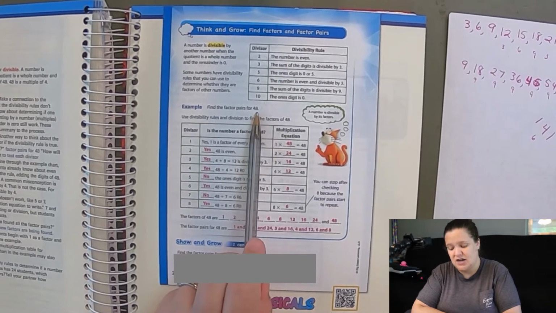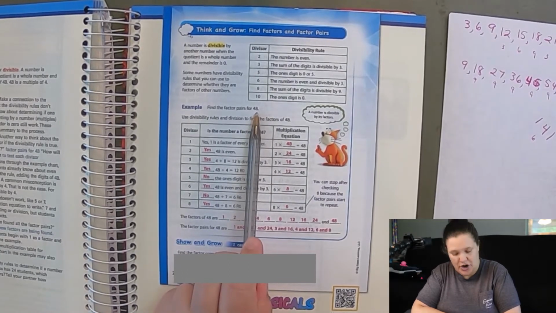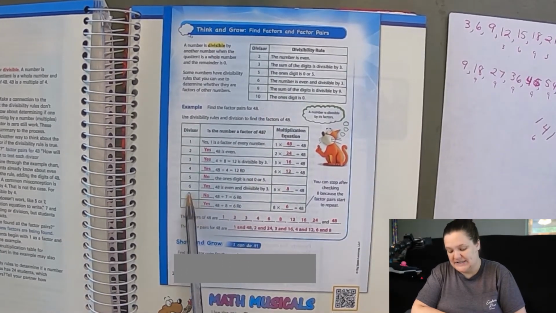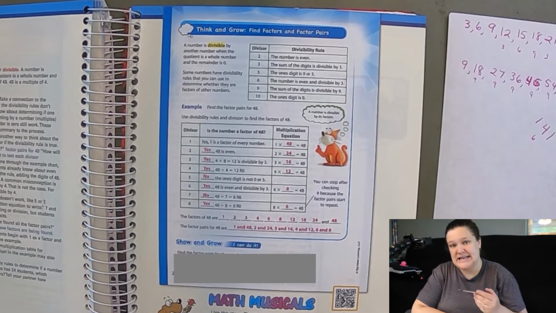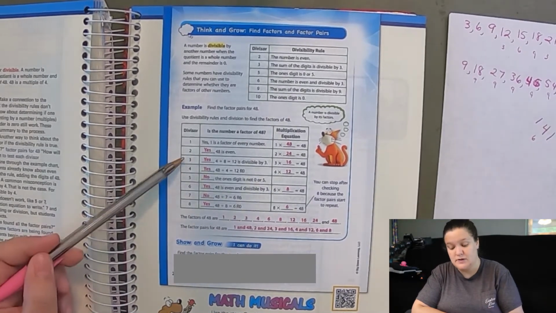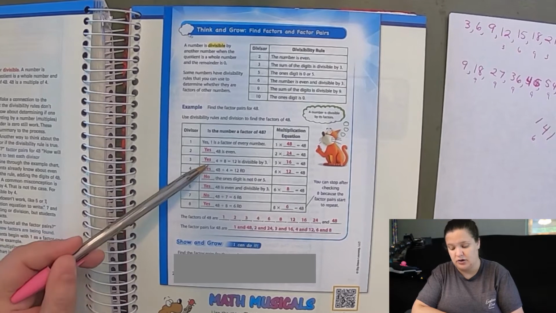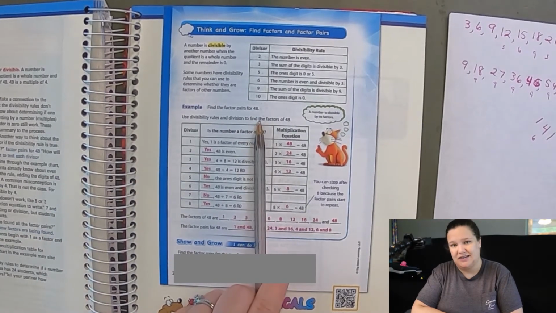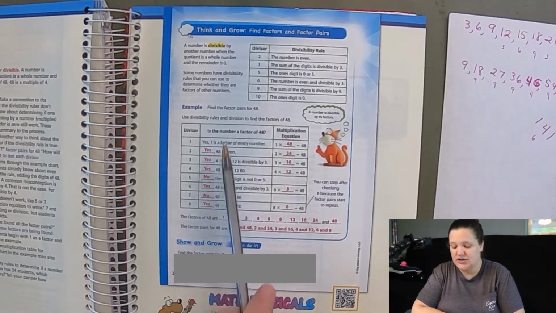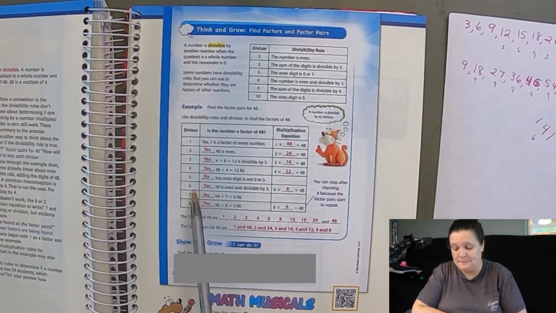5. Does it end with a 0 or a 5? No. 6. Remember, is it even and divisible by 3? Well, we know it's divisible by 3 because we did that part already. Is 48 an even number? Yes, it is. So it's divisible by 6 as well.